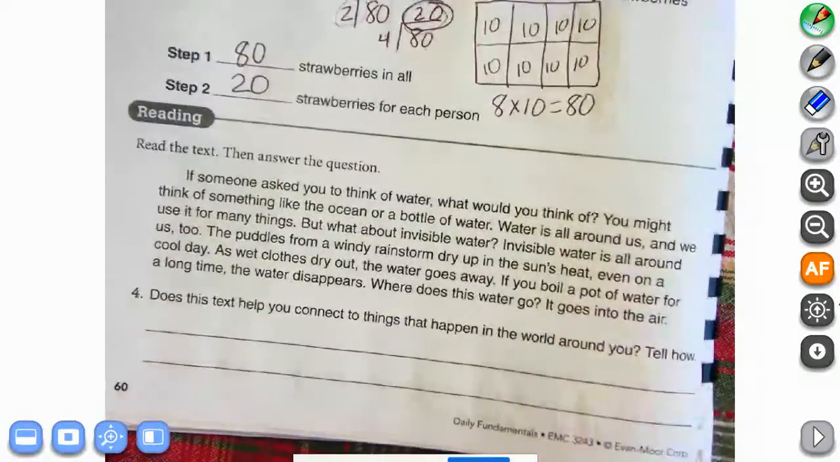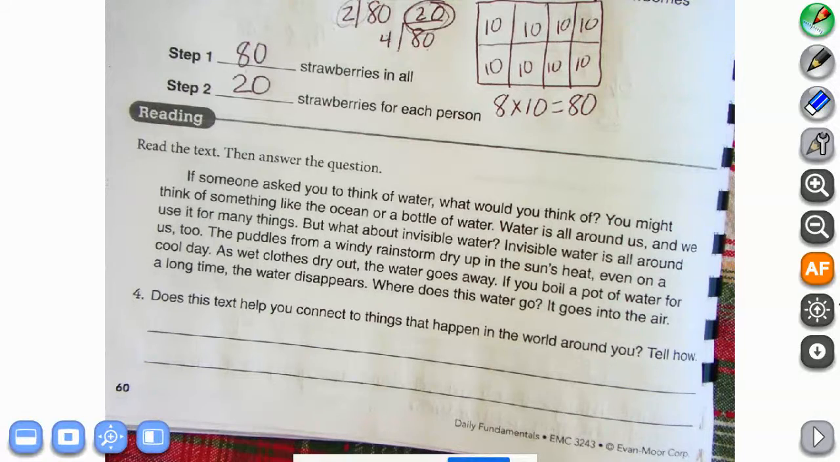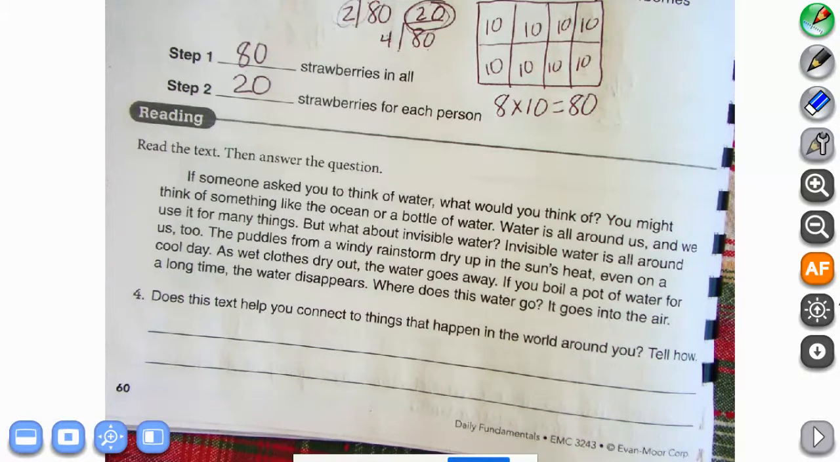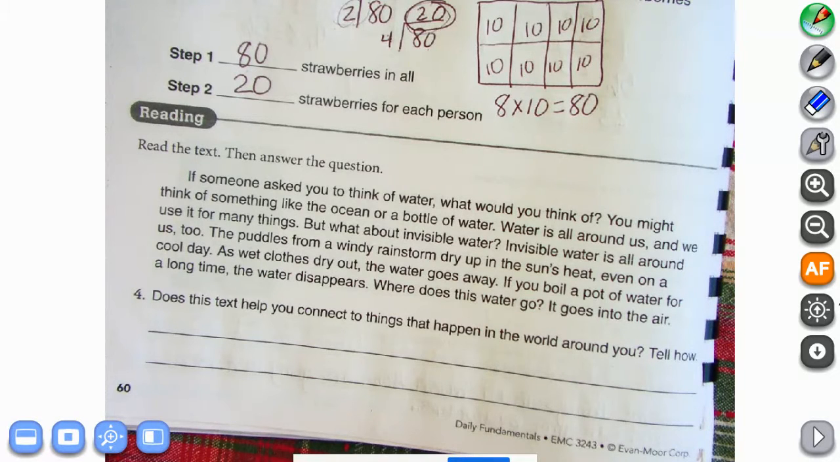All right. Let me know if you have any questions on that. On the bottom, it says, does this text help you connect to things that happen in the world around you? Tell how. If someone asked you to think of water, what would you think of? You might think of something like the ocean or a bottle of water. Water is all around us, and we use it for many things. But what about invisible water? Invisible water is all around us, too. The puddles from a windy rainstorm dry up in the sun's heat, even on a cool day. As wet clothes dry out, the water goes away. If you boil a pot of water for a long time, the water disappears. Where does this water go? It goes into the air. Does this text help you connect to things that happen in the world around you?